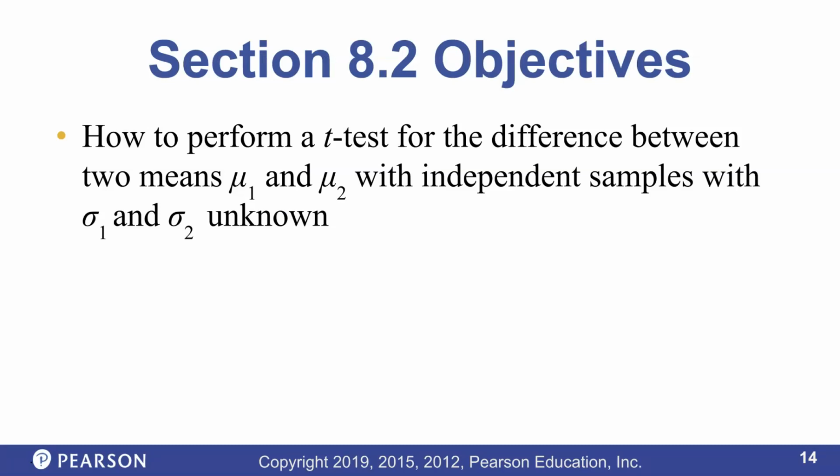How to perform a t-test for the difference between two means, mu1 and mu2. This is mu1, which stands for the average of the first population, and mu2 is the average from the second population, with independent samples with unknown population standard deviations. Okay, so let's start with some examples. And the reason we're using a t-test is because these population standard deviations are unknown.